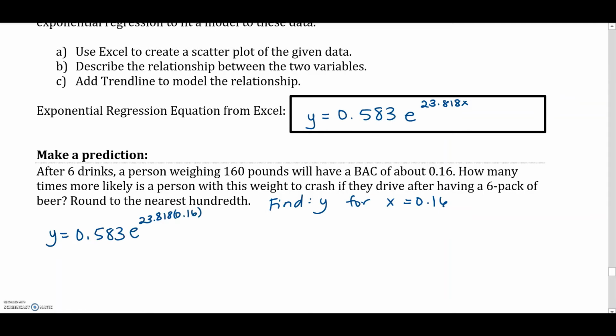We can solve for this by substituting it into the initial equation. If you're evaluating this on your calculator, you want to make sure that the entire exponent is raised with a base e, and we get 26.35 when rounded to the nearest hundredth.